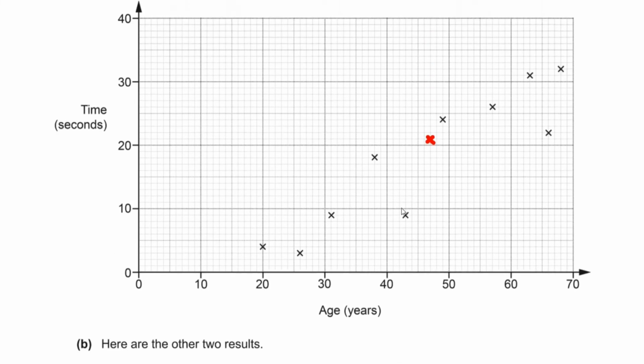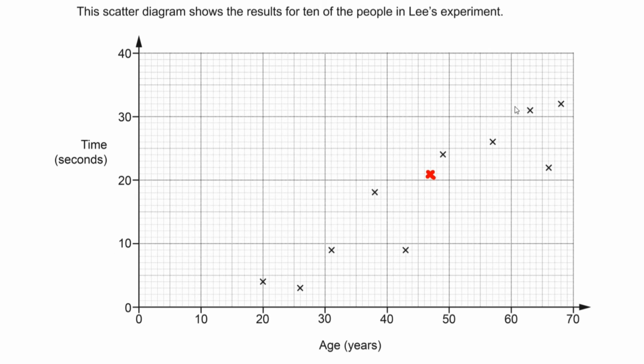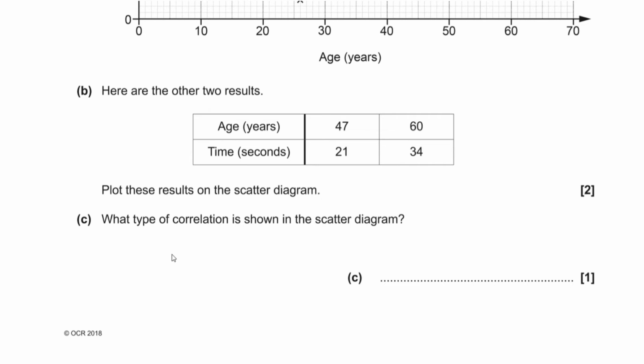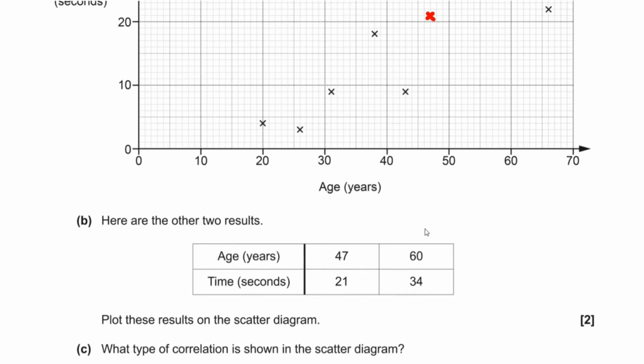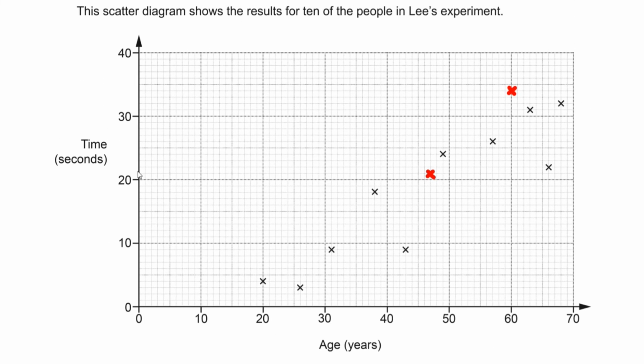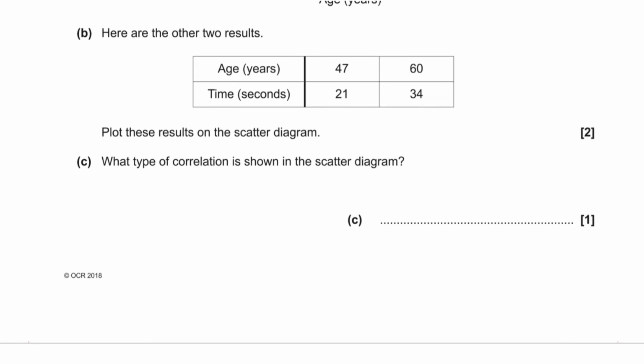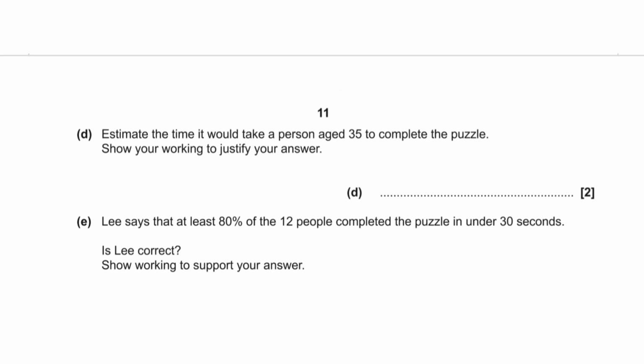Then we have 60, 34. So 60, 34 is here. Here is the completed scatter diagram. Part C, what type of correlation is shown in the scatter diagram? Well, as the age increases, the timing also increases, so we have a positive correlation.